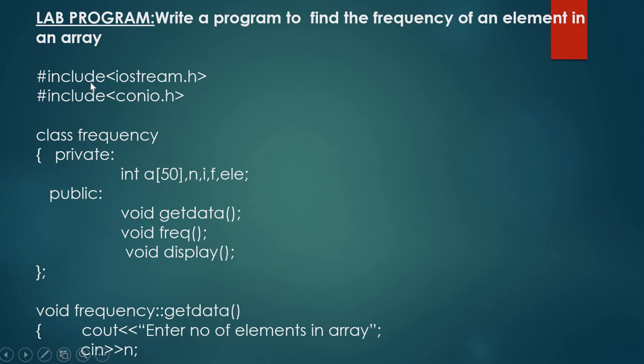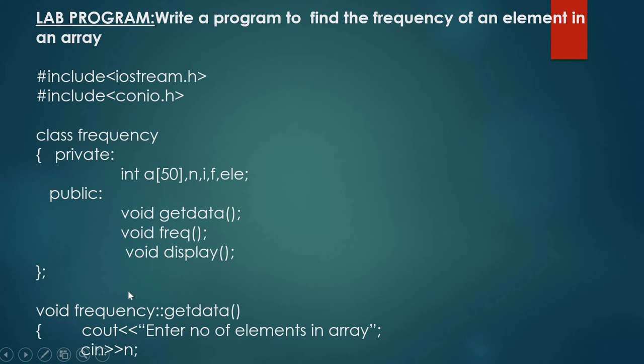Then the lab program: hash include iostream.h, hash include conio.h. Here the class name is frequency. Data members are A of 50, that is an array, then the number of elements in the array, that is n. I is the variable for the for loop. F is the frequency; for storing the frequency we are using the variable f. ELE is the element to be searched. Then in the public section, 3 member functions are there: getdata, freq and display.